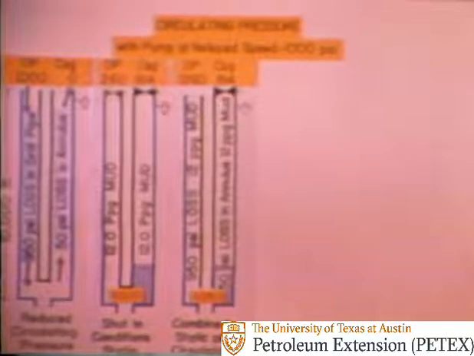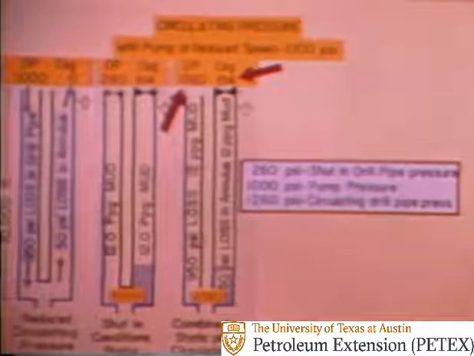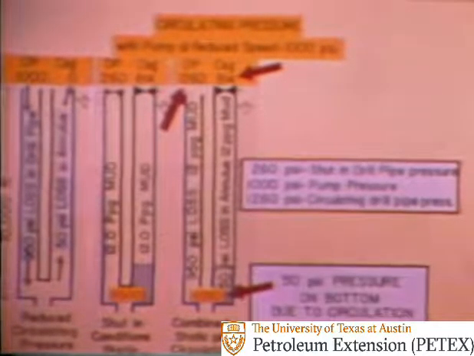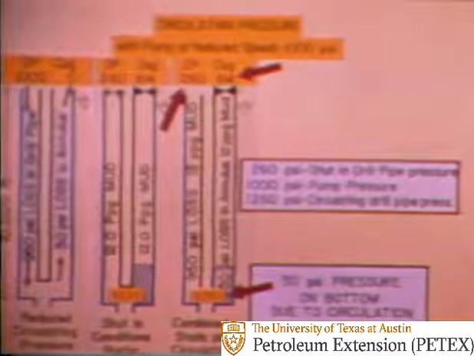Circulating out the kick commences with the pumps running at reduced speed, and the choke open to the correct amount to maintain the 814 psi that was on the casing when the well was shut in. The drill pipe pressure is now 1,260. The sum of the 260 psi, which showed on the drill pipe when the well was shut in, plus the 1,000 psi put out by the pump operating at reduced speed. Note the 50 psi bottom hole pressure increase due to circulation.